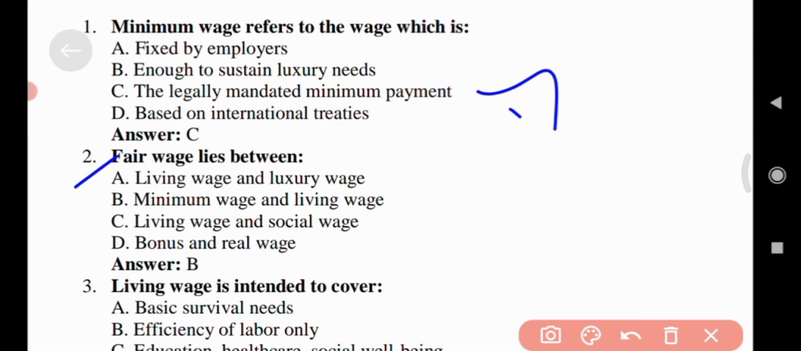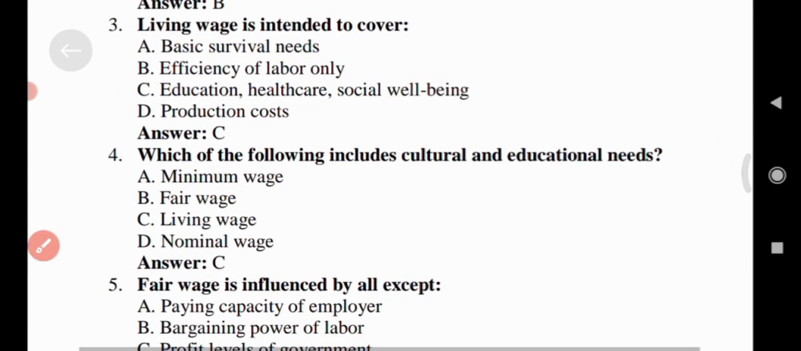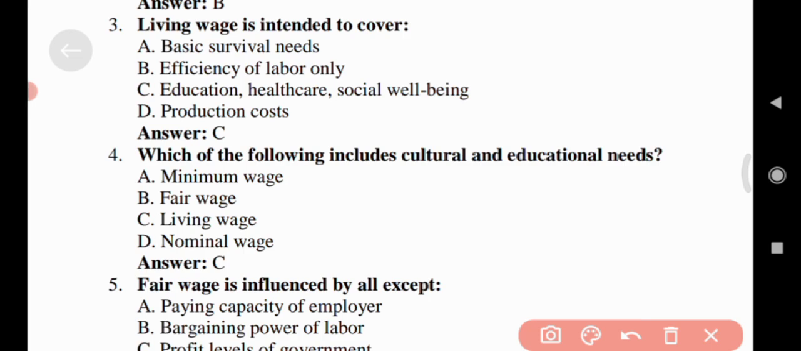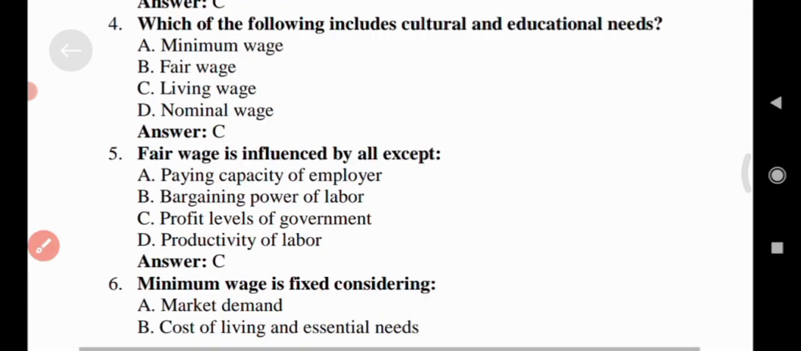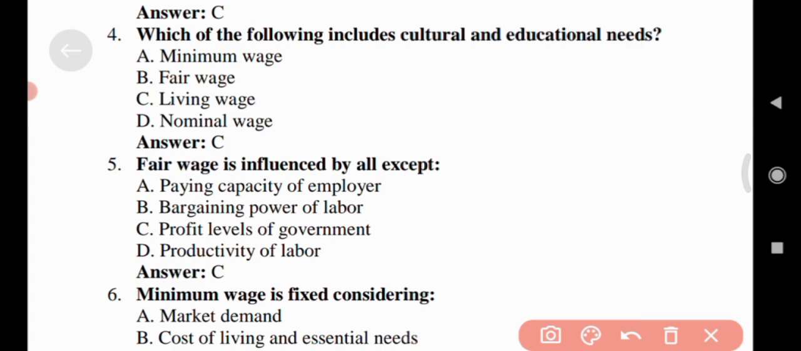Fair wage lies between option B, minimum wage and living wage. Living wage is intended to cover option C, education, healthcare, and well-being. Which of the following includes cultural and educational needs? Option C, living wage. The fair wage is influenced by all aspects except option C, profit levels of government.